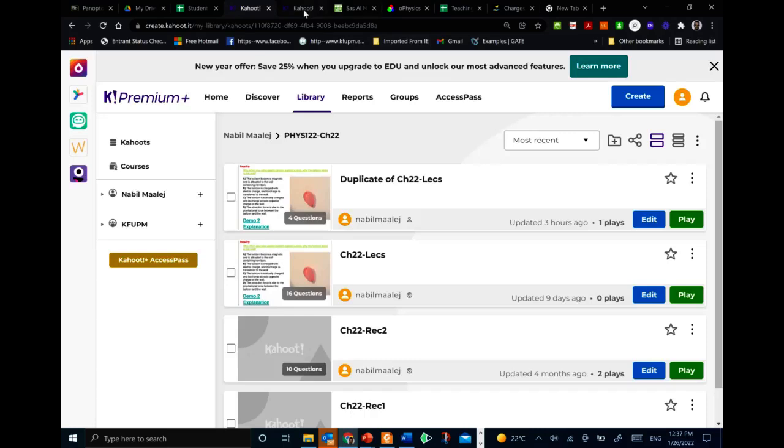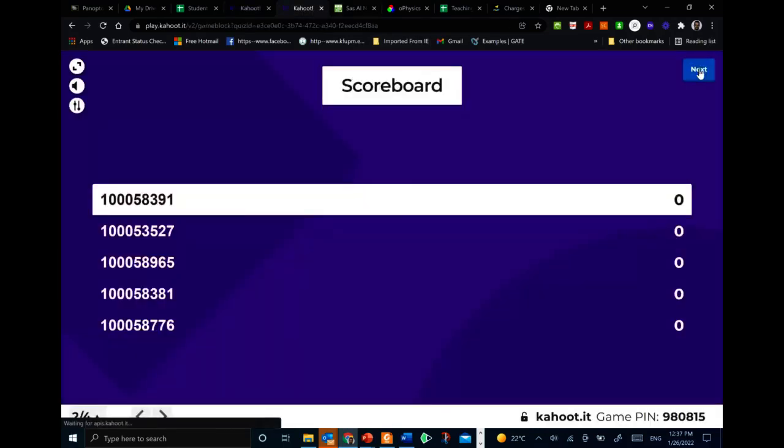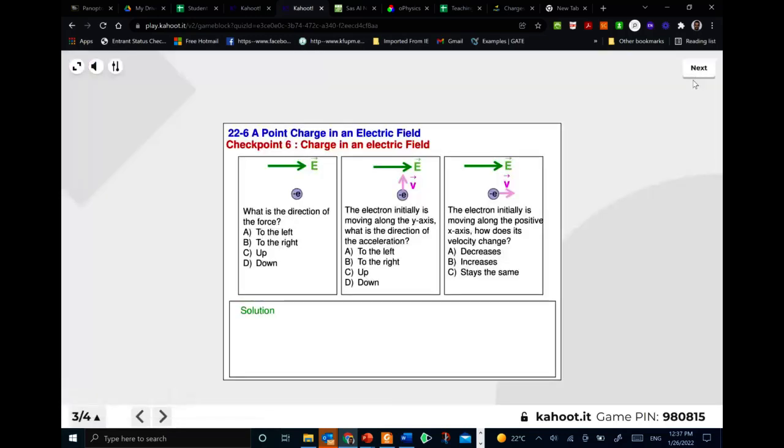I thought we had Kahoot playing. Okay, so do not exit. Look, these are the scores. All right, this is the next question. I want you to answer for the case to the right. The electron initially is moving along the positive x-axis. How does its velocity change? Does it decrease, increase, or stay the same? Please use Kahoot. A, the velocity decreases, B, increases, and C, it stays the same. It's the same Kahoot, same number.